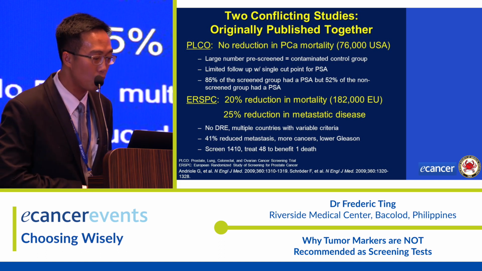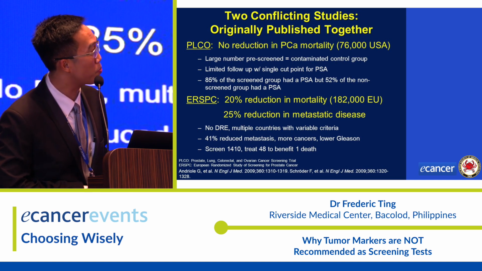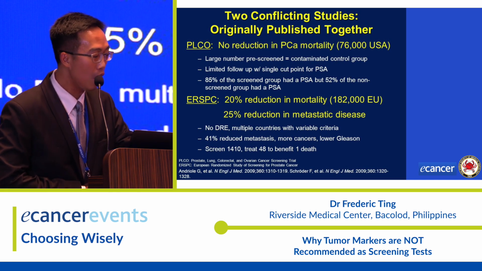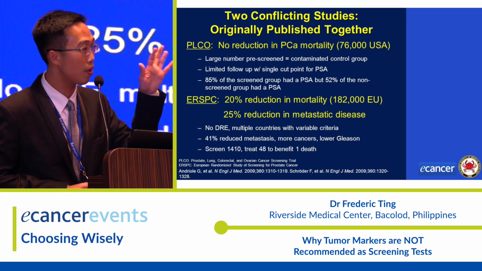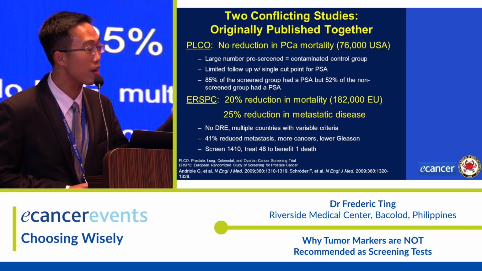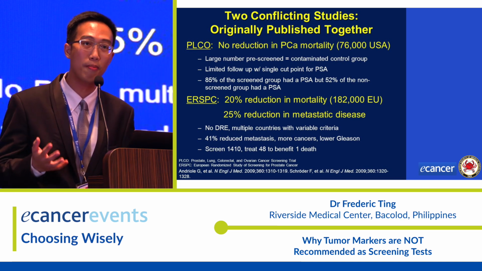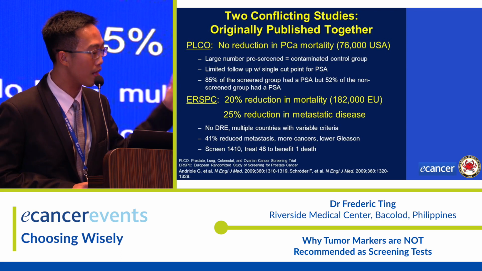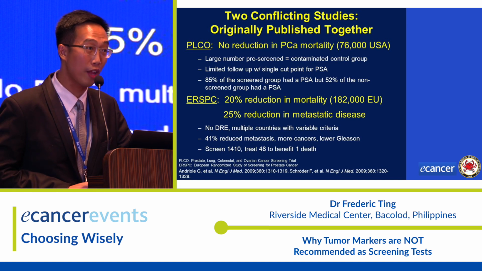And these two big studies show two conflicting results, because PLCO concluded that there was no reduction in prostate cancer mortality, while the European study showed a 20% reduction in mortality. If you read the two studies in depth, you would see the different reasons explained by researchers why these were the results. But if you talk about hard endpoints, then we always go to the intention to treat analysis data, and this just shows that the data we have now is still conflicting.